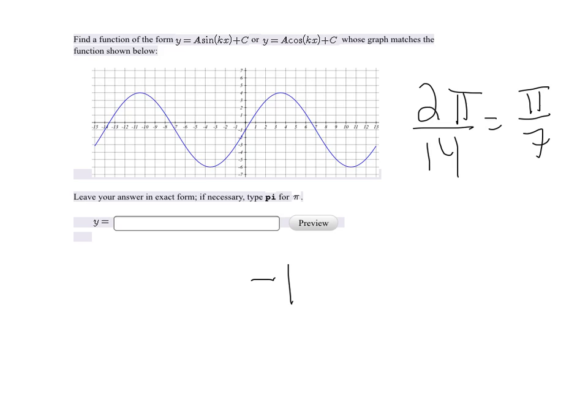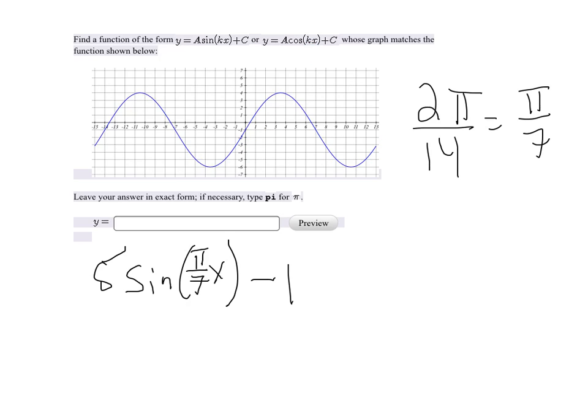And so I'm going to say sine of pi over 7 x minus 1, and then I have to worry about the amplitude of this. Well, the maximum is 4, the minimum is -6, that's a difference of 10. 10 divided by 2 is 5. So the amplitude's 5. It's not reflected around the x-axis. So I think that's what I would use for that equation.